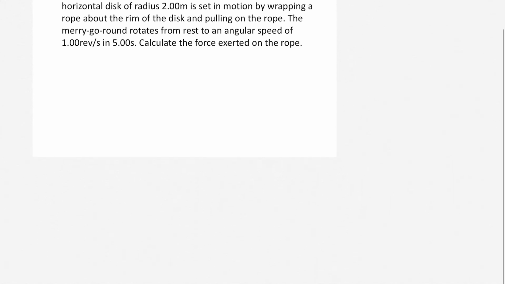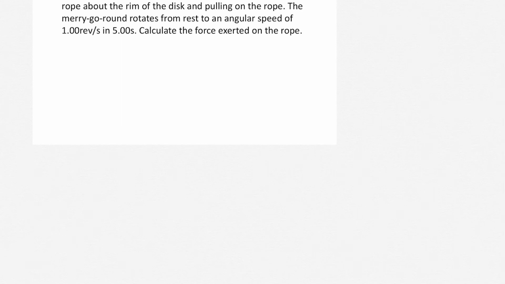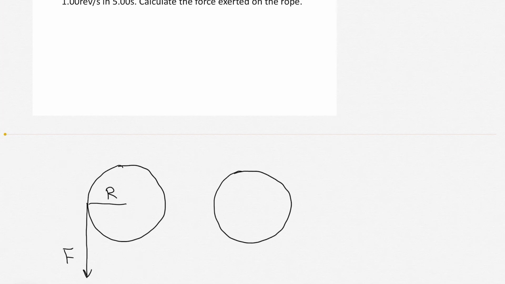So maybe I'd like to draw the figures at first. The merry-go-round, a disc with a radius of R, and the rope is pulling with the force of F. Then at first I'd like to find out the moment of inertia of the disc. Moment of inertia of a disc of constant density.